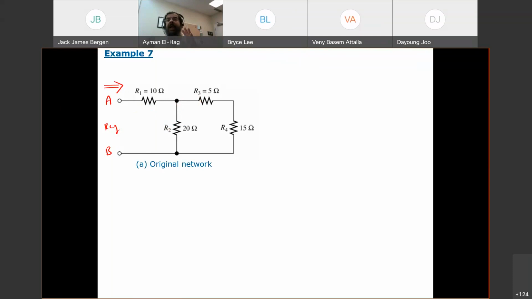Second thing, in these types of questions you always start from this side, not from that side. Usually from that side you cannot identify anything in parallel or in series, but from this side you can. So if you look at this side now, R3 and R4, what do you think, guys? Are they connected in series or in parallel? R3 and R4.